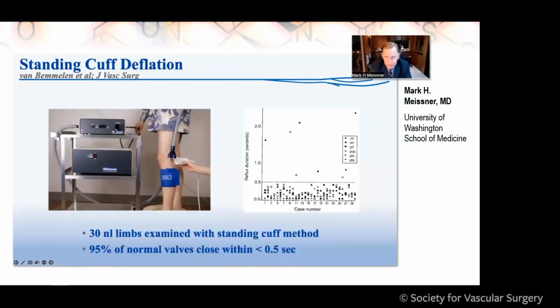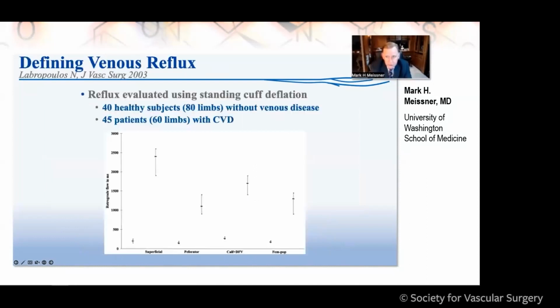This scattergram illustrates the segmental results in the 30 normal extremities examined by Van Bevelen using a distal cuff deflation method designed to produce retrograde velocities greater than 30 centimeters per second. Using this method, 95% of normal valves will close in less than 0.5 seconds, allowing reflux to be quantified. Nikos Labropoulos similarly evaluated a larger group of both patients and controls using a standing cuff deflation method.